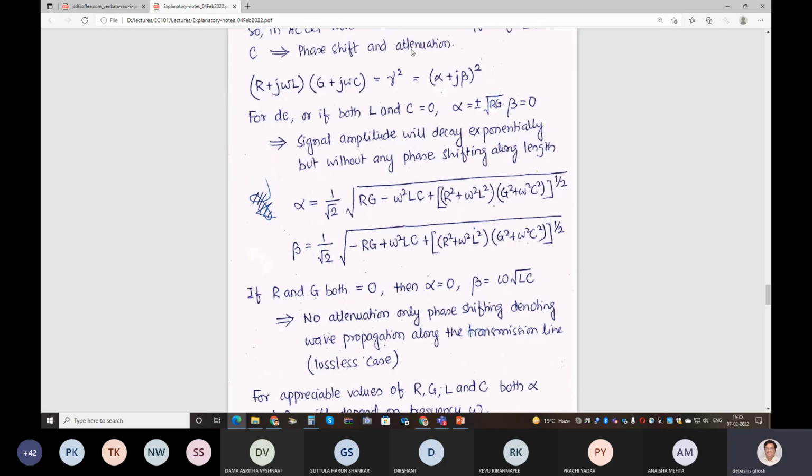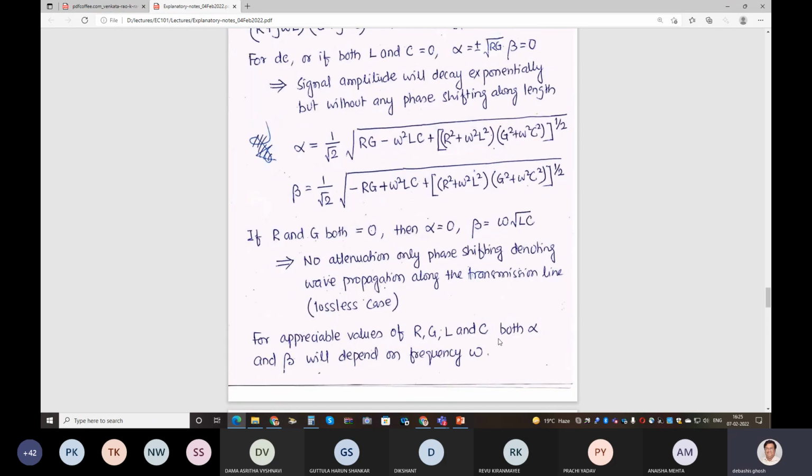Otherwise, if L and C are not equal to 0, and R and G are not equal to 0, so whenever R, G, L and C are there, both alpha and beta will have some values, and there you will see that this omega is coming into picture, because omega is getting multiplied inside, so omega will have some effect on alpha and beta. So that is what we were talking about. So omega is creating some problem.